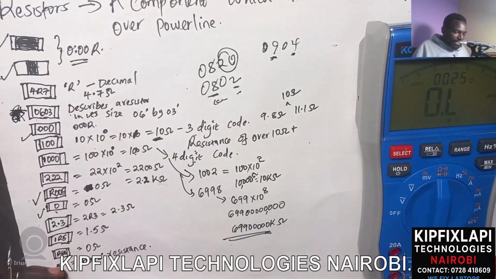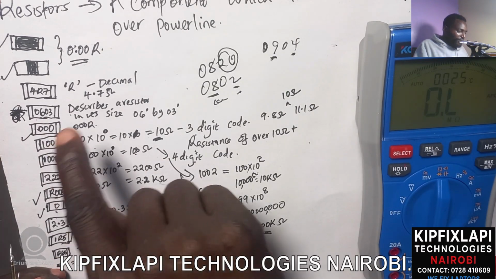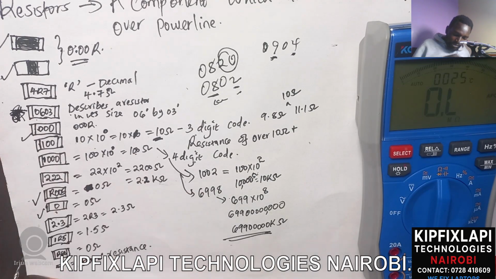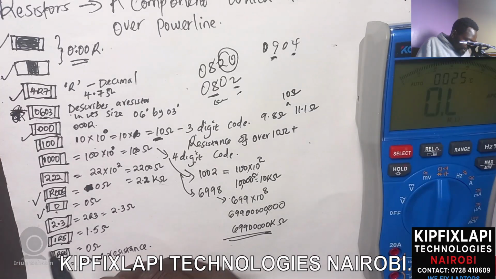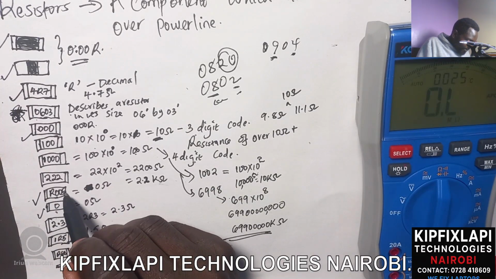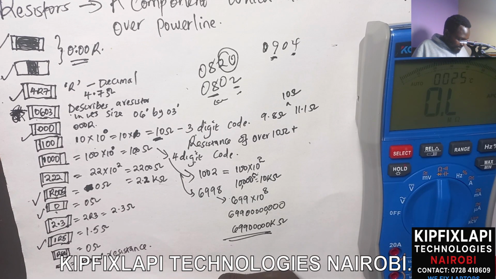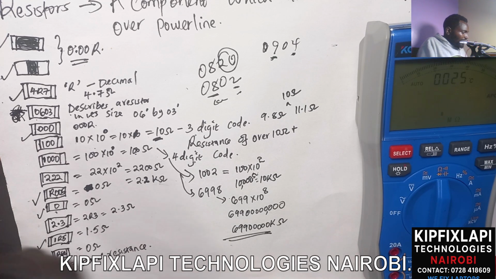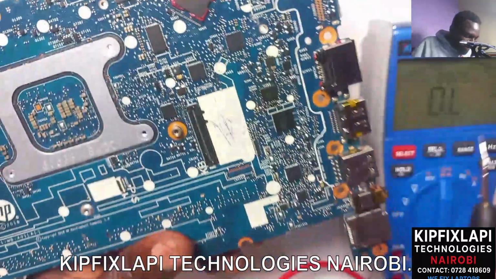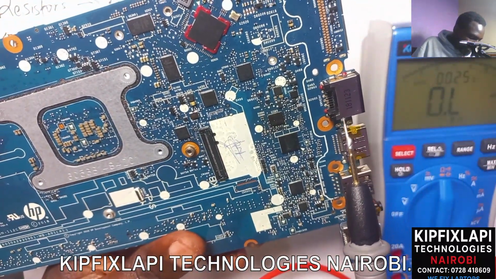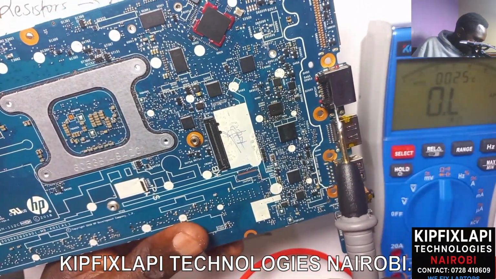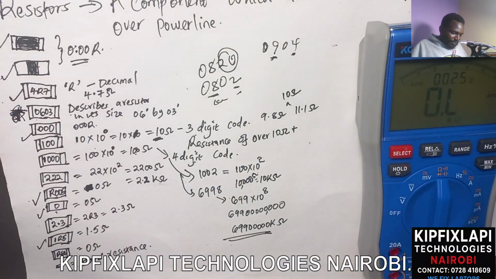Next is this one, 4R7. 4R7 means 4.7. We are going to test anything with R, except this one. 1R5, what else? Yes, and any other R in between. We are going to test them so that we confirm any value. Any resistor with an R in between digits, it means a point. It represents a decimal point.